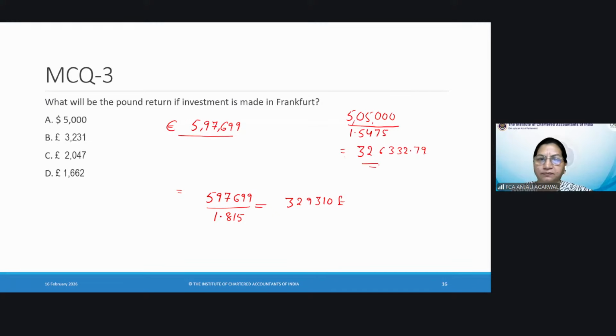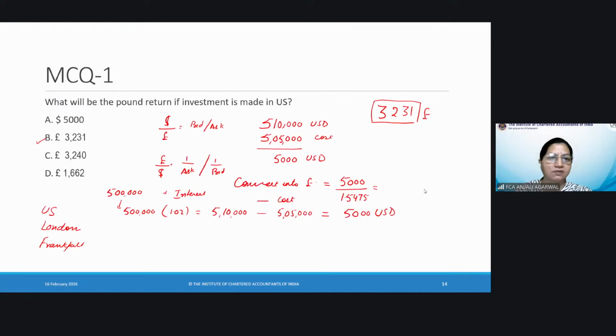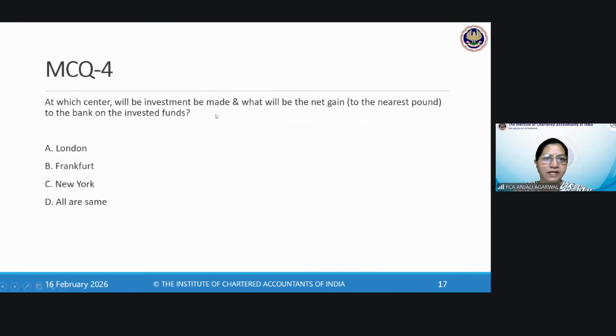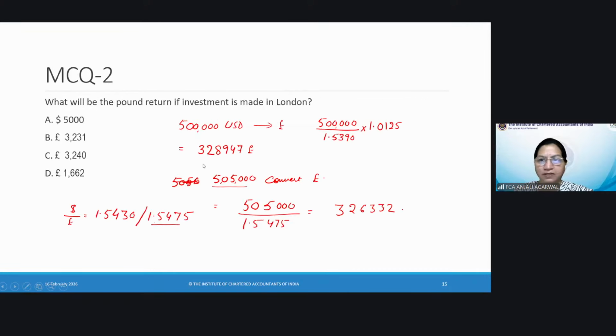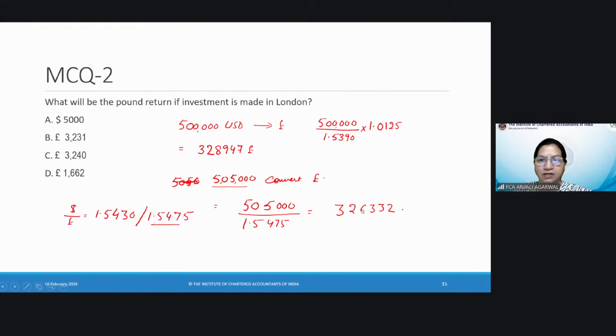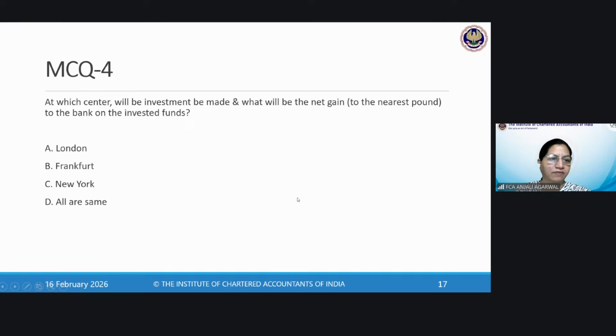Okay. So this is your return in Frankfurt. This is in euro if you invest in euro. This is your return if you make investment in USD. And this is if you make an investment in London. Okay. So which center will give you the investment? What will be the net gain to the nearest pound? So you will compare the 3 investments. Which one is giving you the best result in pound? So 3231 is in US. If you make the investment in US, that will come out to be the highest. And therefore, the investment should be made in New York.